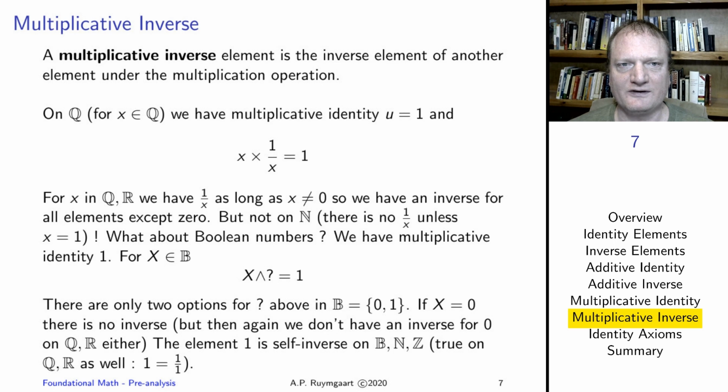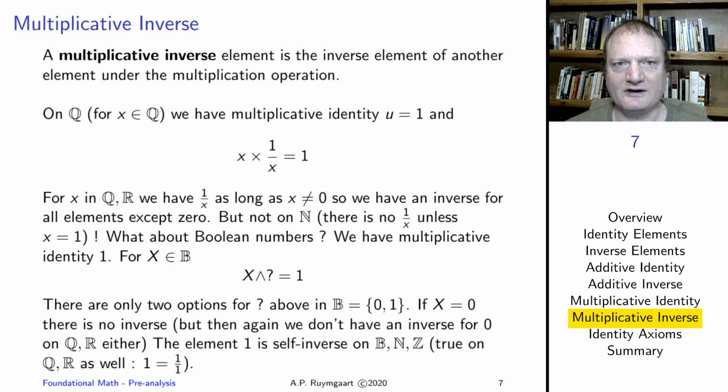Let's consider the binary operation of multiplication. So we have a left and right operand to the multiplication operation. We have defined multiplication on a number of sets, including Booleans, real numbers, rational numbers, and natural numbers.